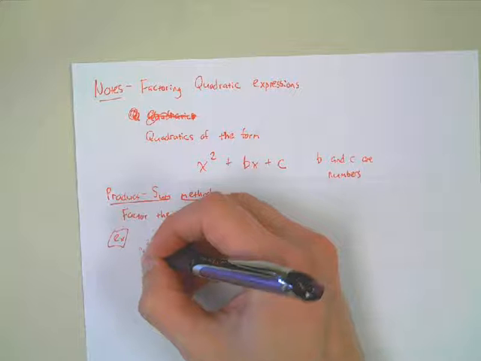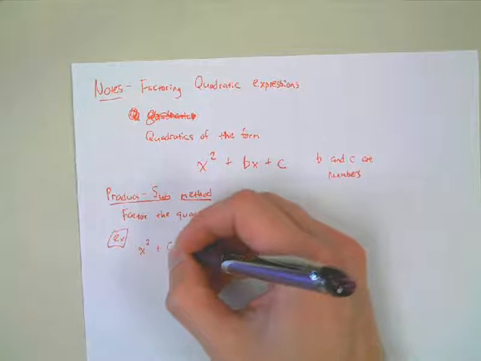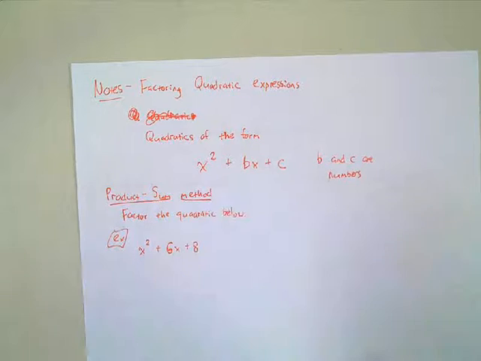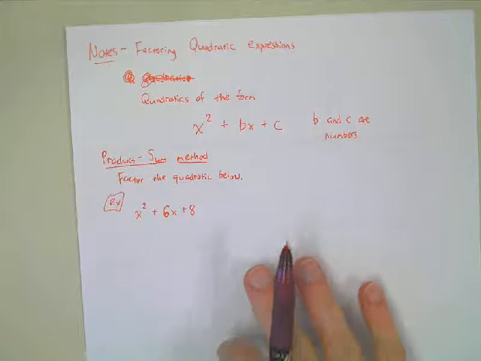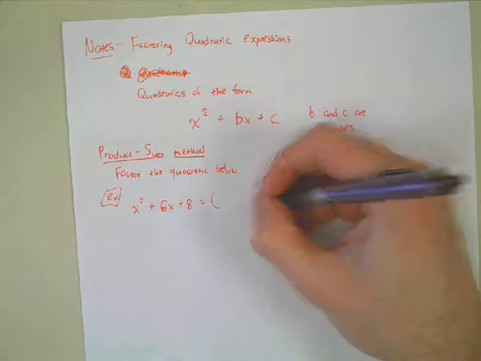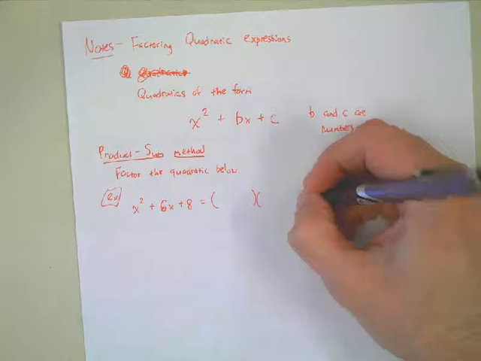Okay, so here's our example. Let's say we've got x squared plus 6x plus 8. Okay, and now the idea is we're going to go backwards, right? We want to come up with something. It's going to factor to something times something, right? In parentheses there, like that.